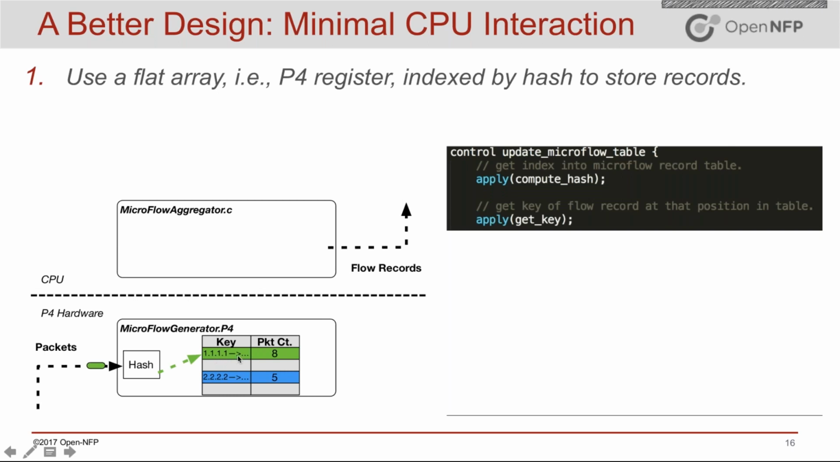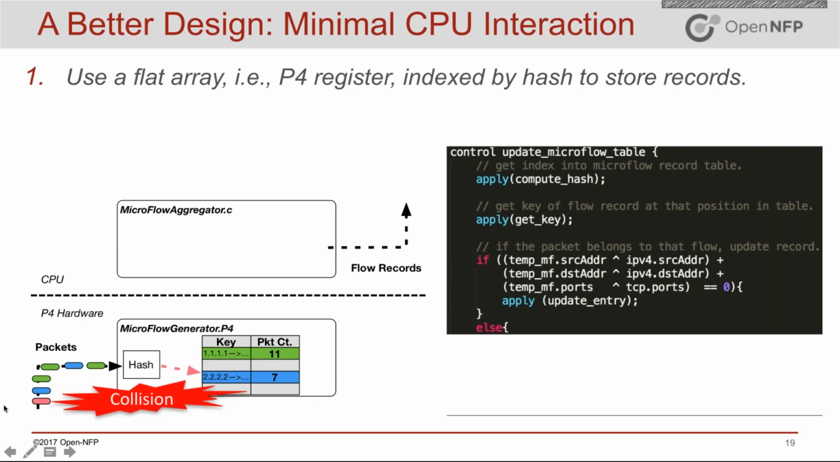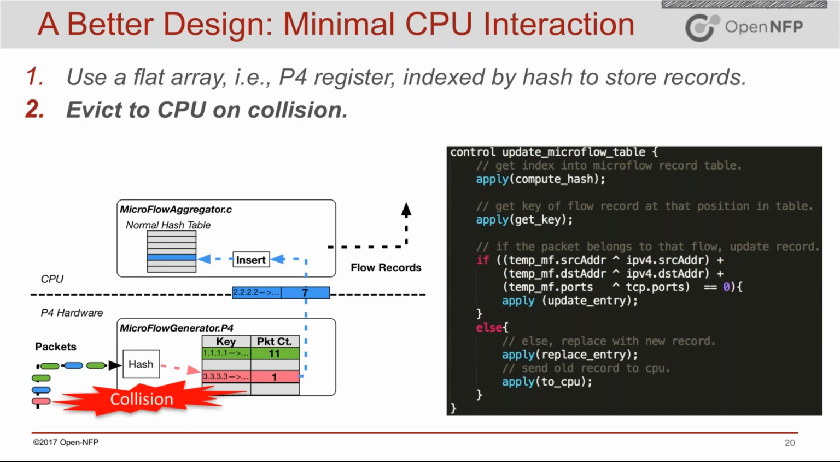Now, we load the key that's currently stored at that position, which represents the key of the flow that that slot is tracking. If the keys match, the logic is simple. We just update whatever counters, whatever features we're storing in that slot. The challenge comes in when we get a collision. When we get a packet that maps to a slot in the array that's currently storing a different flow, what do we do? Collision resolution logic, something like linear probing or chaining, is too complex to implement in P4. So instead we use a very simple heuristic, which is to evict the older record up to the CPU.